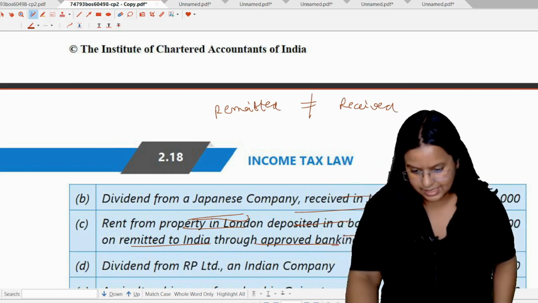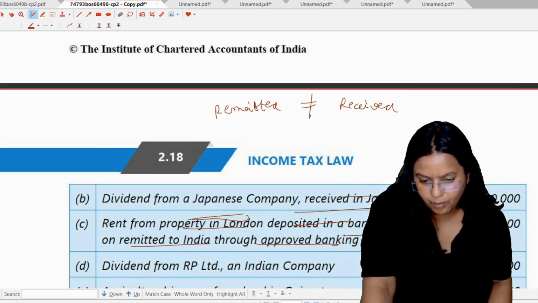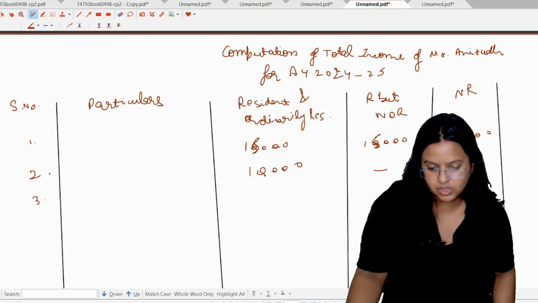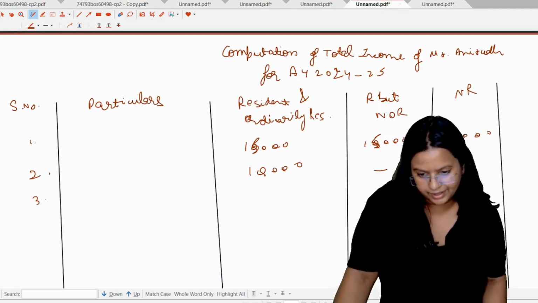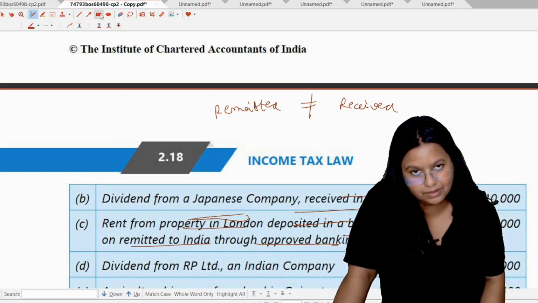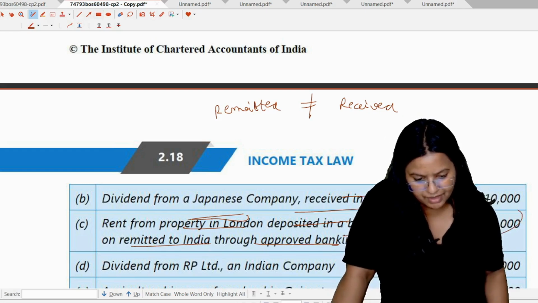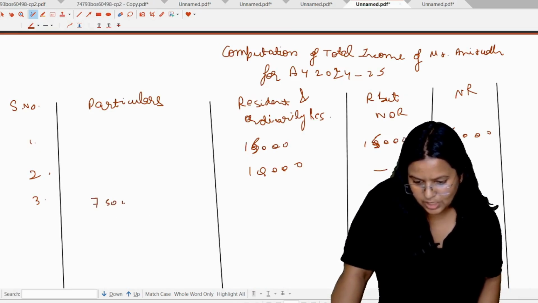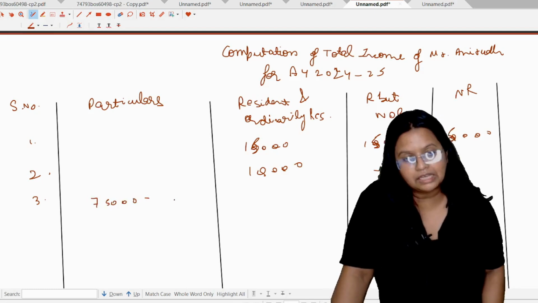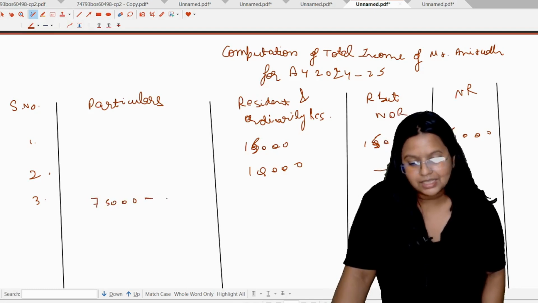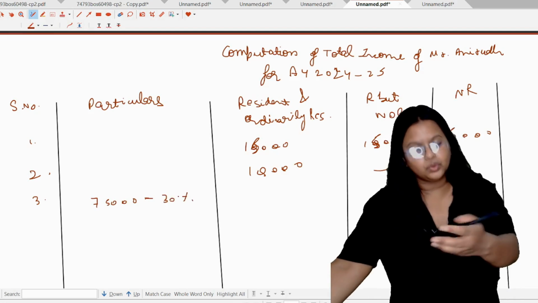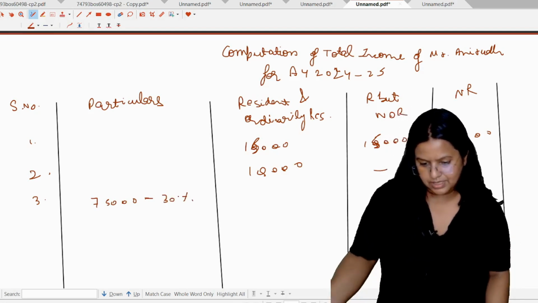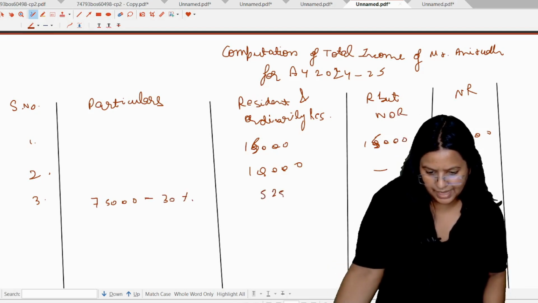So in this case, students, this is rent from a property in London. Again, no income accrual, no income received in India. So not taxable for NOR and NR. But every income is taxable for a resident and ordinary resident, so 75,000 will be taxable for it. But here is a twist. In the case of house property, as we have covered in the income from house property chapter, there is a flat reduction of 30%. So they will provide the flat reduction to Mr. Anirudh. 75,000 minus 30%, so 52,500 will be taxable here.